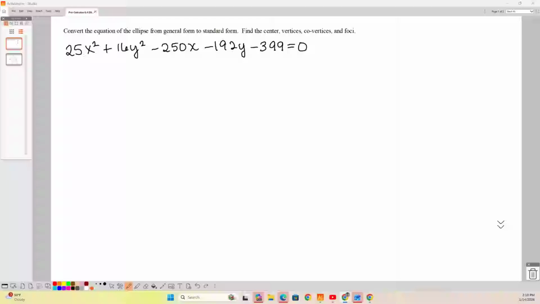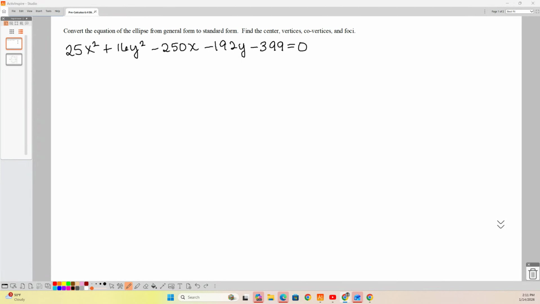Hello, Dr. Spalding here. In this lesson, we're going to convert the equation of a vertical ellipse from general form to standard form and find the center, vertices, covertices, and foci. And once we get the equation into standard form, we'll be able to see why it is going to be a vertical ellipse. So whenever we're in standard form for the equation of an ellipse, the equation will be set equal to 1.